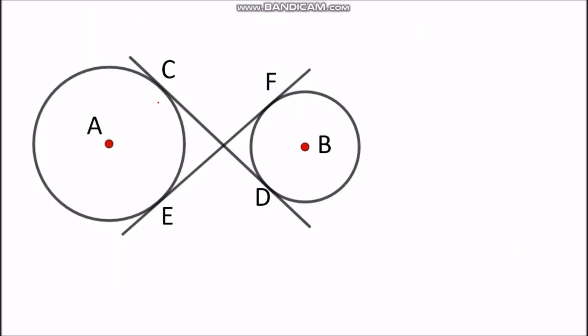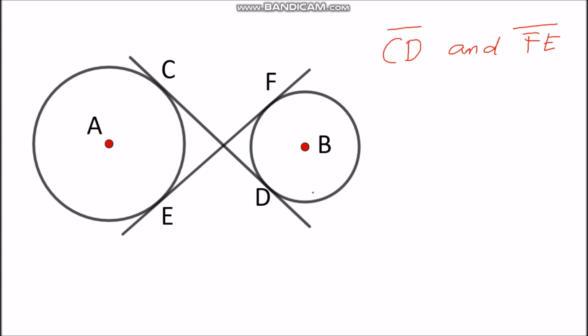Okay, so you have here circle A and then circle B. Now we have here segment CD and segment FE. These are common tangents of circle A and circle B, since CD is tangent to circle A and also to circle B. Same with segment FE. Now, if you notice, the tangents are passing through in between the two circles. That's why they are called common internal tangents.